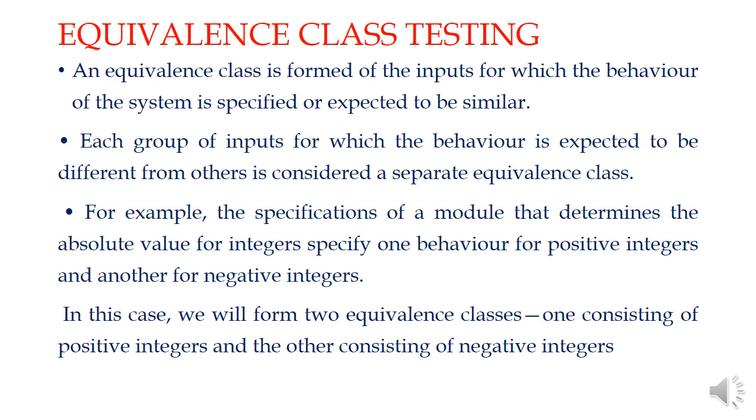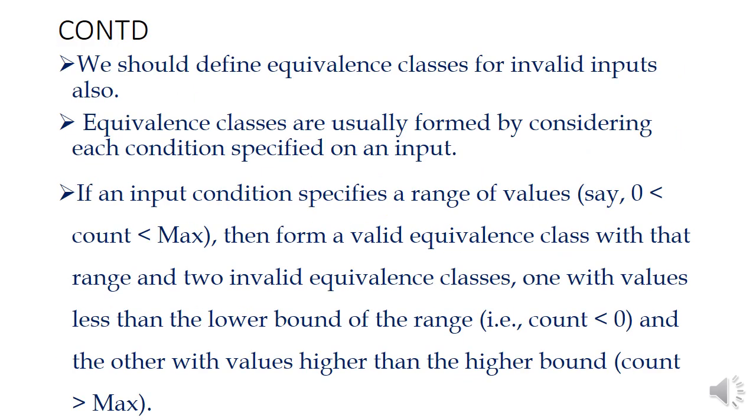So, equivalence class testing. An equivalence class is formed of the inputs for which the behavior of the system is specified or expected to be similar. Each group of inputs for which the behavior is expected to be different from others is considered as a separate equivalence class. For example, the specification of a module that determines the absolute value for integers specifies one behavior for positive integers and another for negative integers. In this case, we will form two equivalence classes, one consisting of positive integers, the other consisting of negative integers. We should define the equivalence class for valid inputs also.